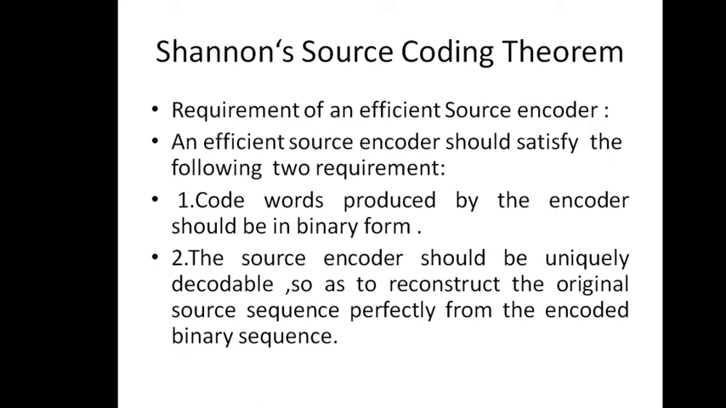And the code produced by the source encoder should be uniquely decodable, so that on the receiver side the original source sequence which was generated can be reconstructed from the binary sequence at the encoder side. So this is the second requirement.